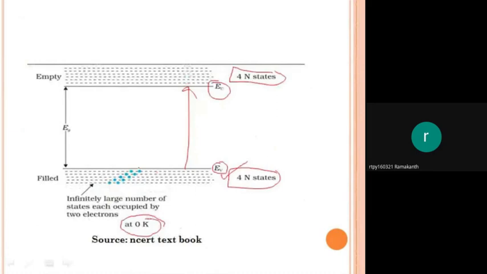As temperature increases, slowly, one by one, electrons can jump from the valency band to the conduction band. But at 0 Kelvin, all electrons are in the valency band only.